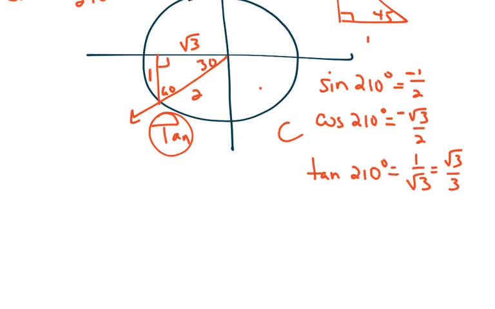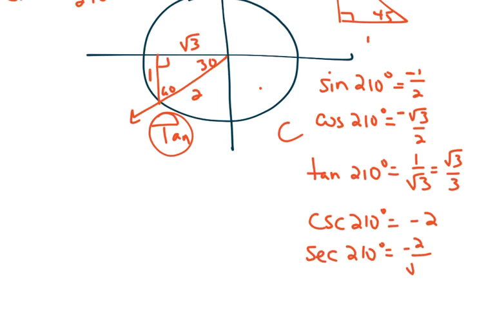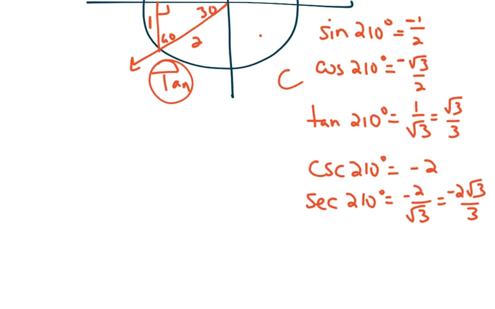So now when I go do the reciprocal functions, the cosecant is going to be negative 2 over 1. The secant is going to be negative 2 over the square root of 3, which is going to become negative 2 square root of 3 over 3. And the cotangent, I'm going to flip this one, so it's going to be square root of 3 over 1.